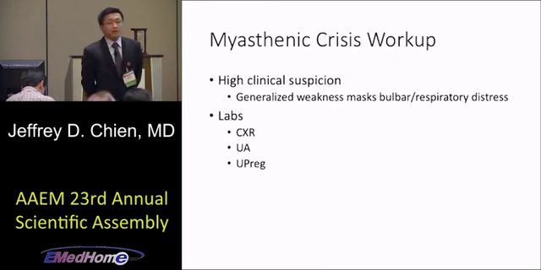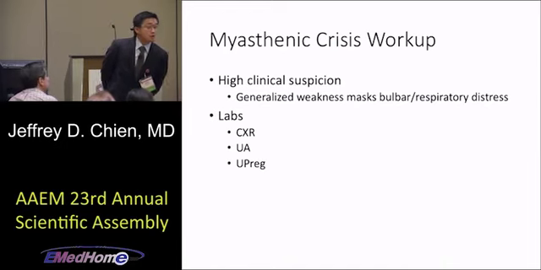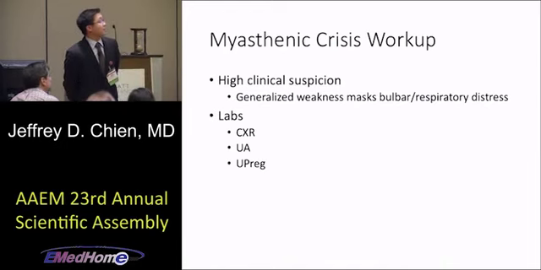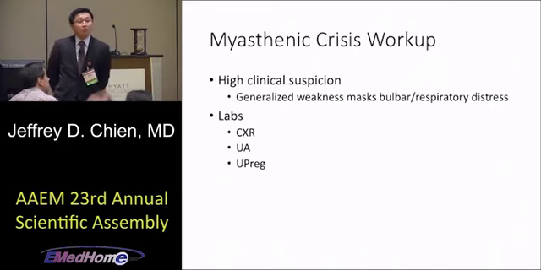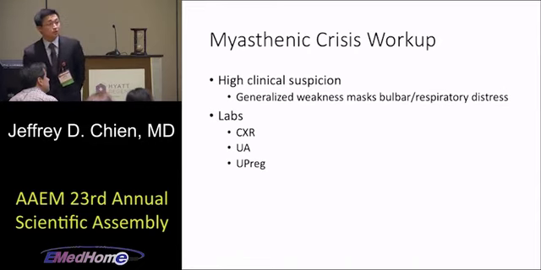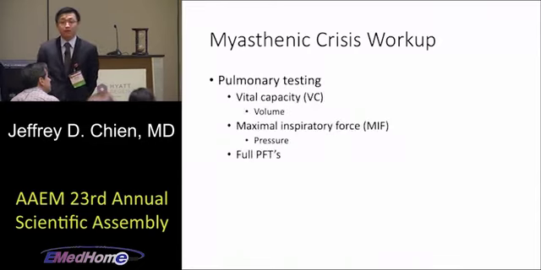So how do we work these guys up? Well, you have to have a high clinical suspicion. The general weakness can often mask that bulbar or respiratory distress. The infectious and metabolic workup as part of a lot of routine labs from triage can sometimes help with this, but again, the clinical suspicion is where we are going to find most of these.